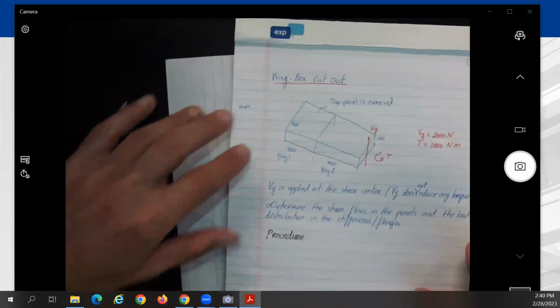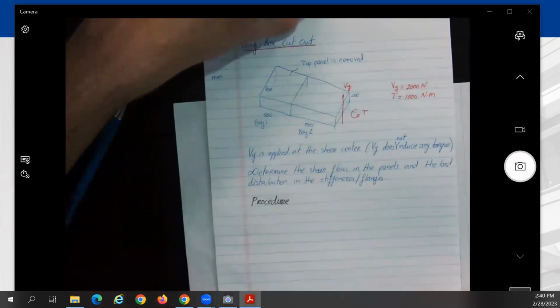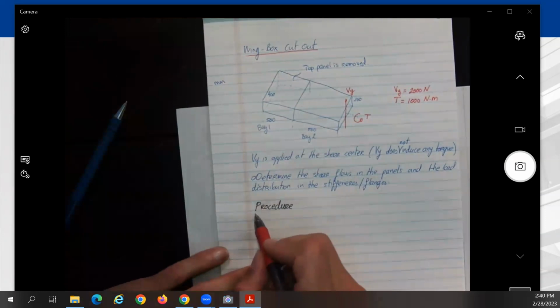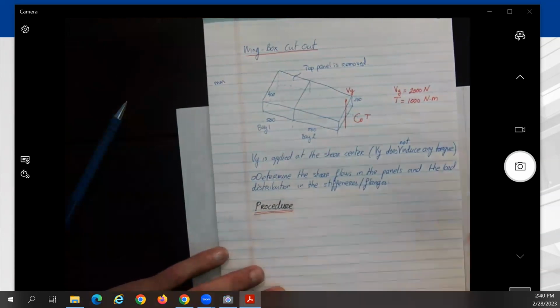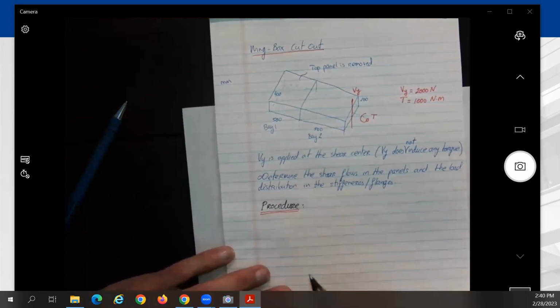Let's see if I can keep the contrast. Okay, this is the way I like to do it.